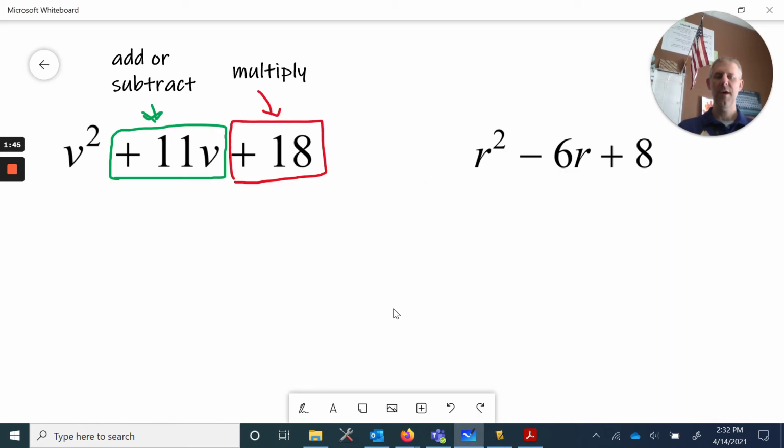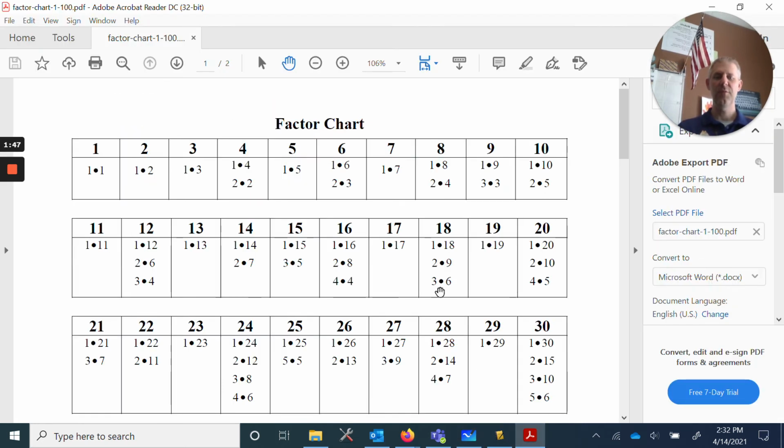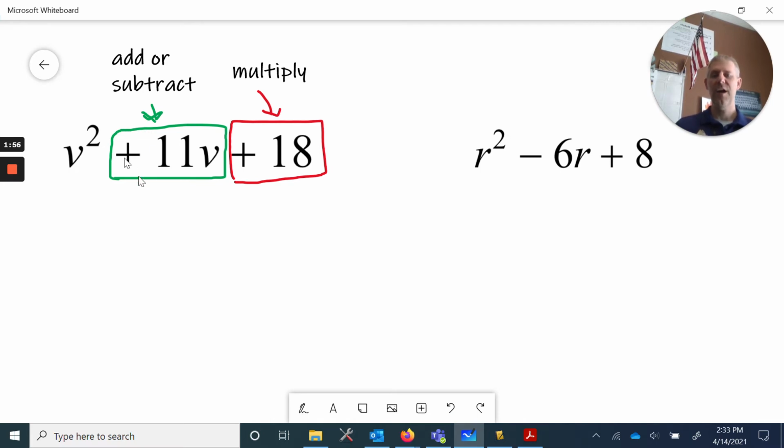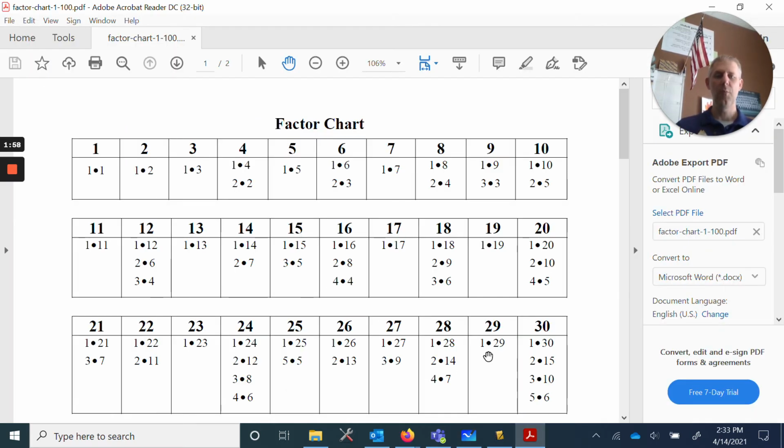So I'm going to flip back and look. I want 18, so I'm going to find 18 on my factor chart. My three combinations are 1 times 18, 2 times 9, and 3 times 6. What I'm looking for is a combination that will add or subtract to give me 11. So 1 plus 18 is 19, and 18 minus 1 is 17, so neither of those are 11. 2 plus 9 is 11. That seems good. 9 minus 2 is 7, so that's not what I want. 3 plus 6 is 9. 6 minus 3 is 3. So 2 plus 9 is my combination that fits.